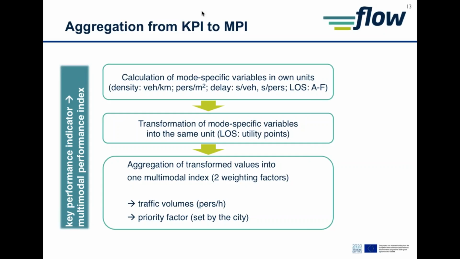We transform this mode-specific variables into the same unit, which is utility points of level of service. And then we aggregate those utility points into one multimodal index, whereas we apply 2 weighting factors. And the first weighting factor is the traffic volumes, and the second weighting factor is the priority factor set by the city, which I was mentioning already.